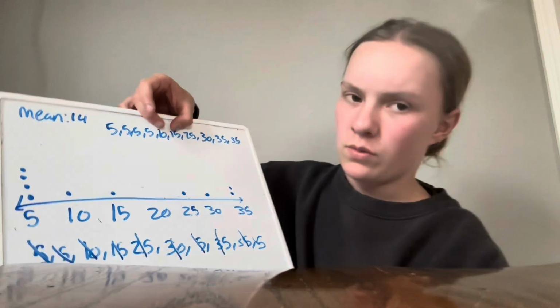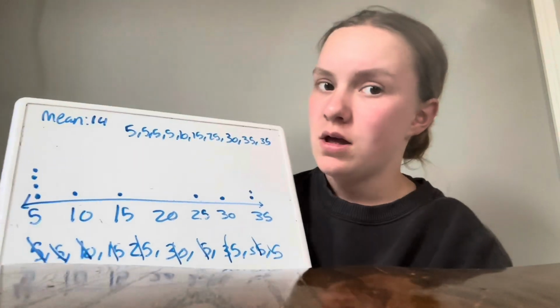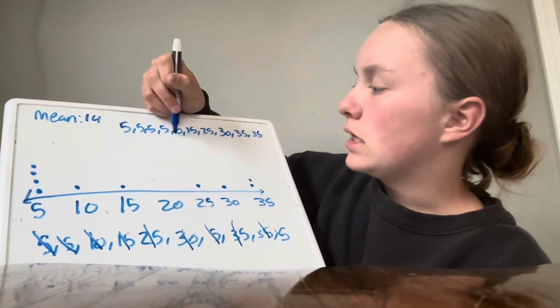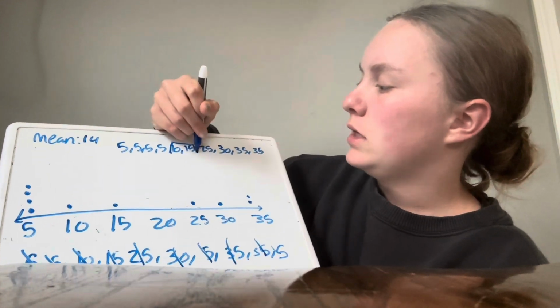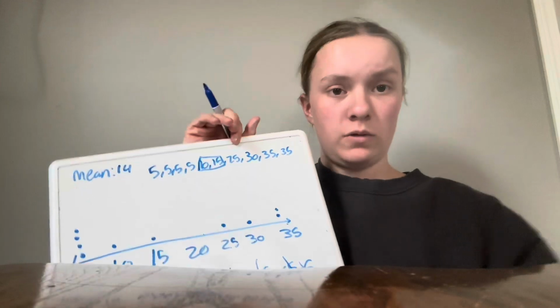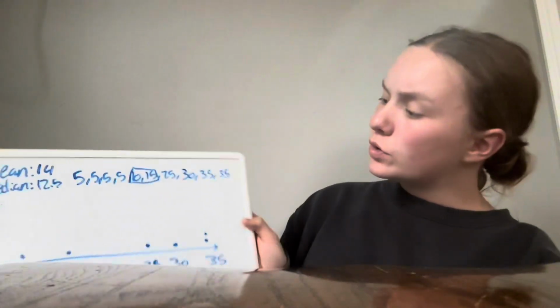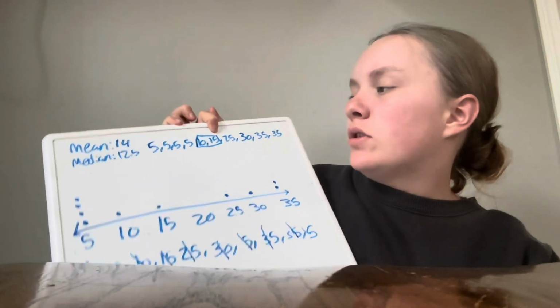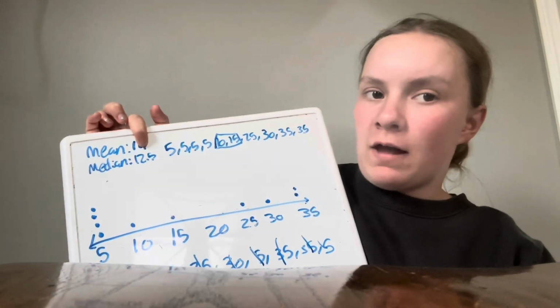Wait, I thought median could only be one number. That's not true. The median can actually be 2 numbers. So the median is 10 and 15 because they are the middle numbers. When you have 2 numbers like 10 and 15, you need to find the middle of them. So the median is 12.5.